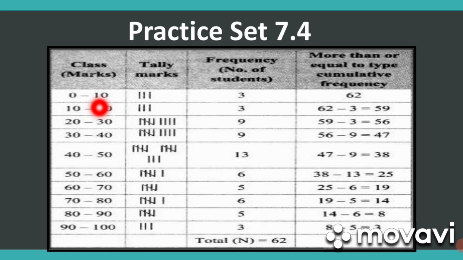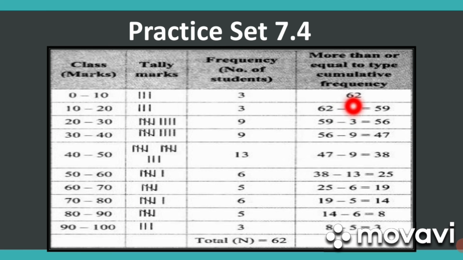After arranging the data in ascending order, we write the frequency of each class. The frequency for class 0 to 10 is 3, for 10 to 20 is 3, for 20 to 30 is 9, for 30 to 40 is 9, for 40 to 50 is 13, for 50 to 60 is 6, for 60 to 70 is 5, for 70 to 80 it is 6, for 80 to 90 it is 5, and for 90 to 100 the frequency, that is the number of students, is 3. Therefore, the sum of all frequencies, that is capital N, is equal to 62.